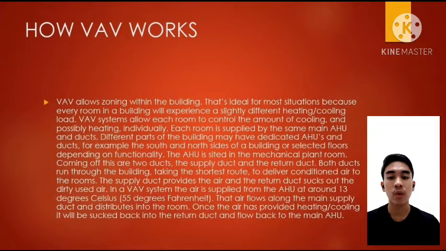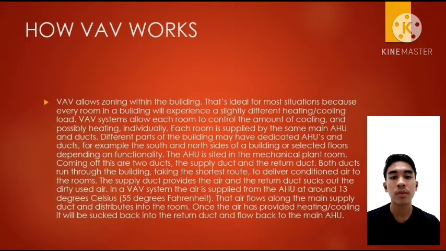Actually, VAV allows zoning within buildings. That is ideal for most situations because every room in a building will experience a slightly different heating and cooling load. A VAV system allows each room to control the amount of cooling and possibly heating individually. Each room is supplied by the same main AHU and ducts. The different parts of the building may have a dedicated AHU and also duct.